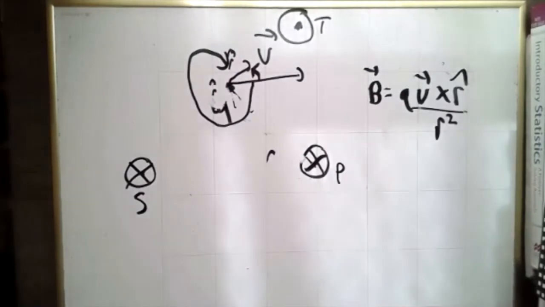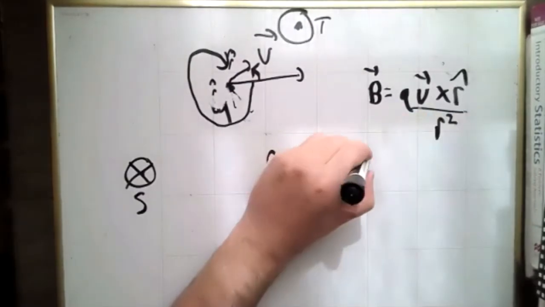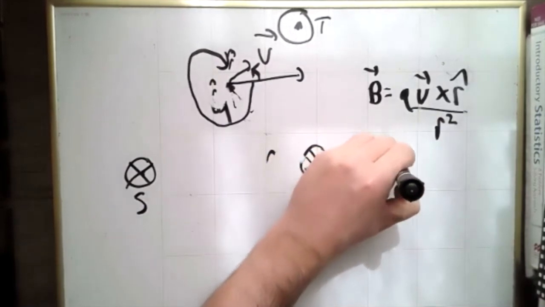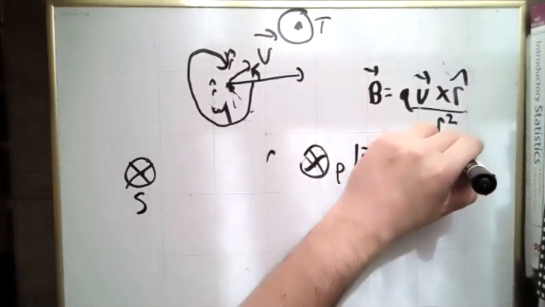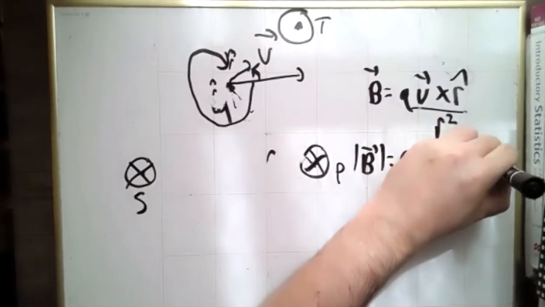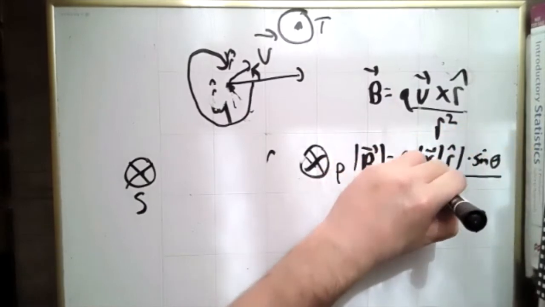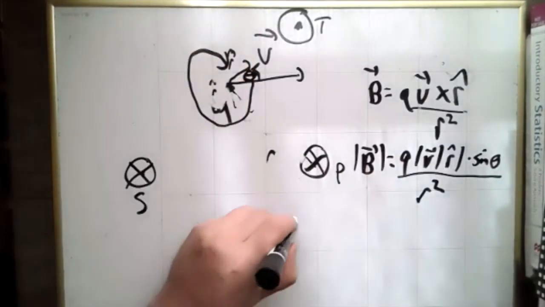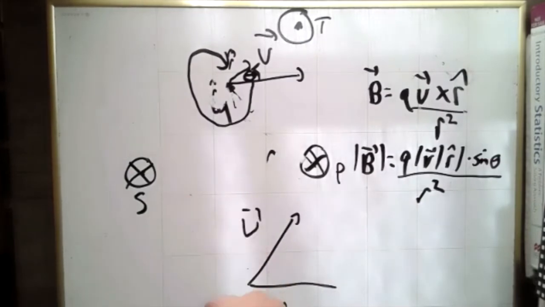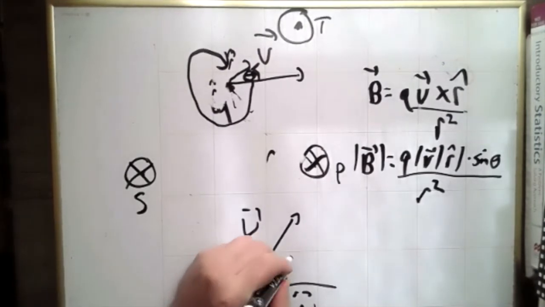And of course, we know how to find the magnitude of a cross product. The magnitude of B would be Q, magnitude of V, magnitude of r hat, that's just 1, times sine of the angle between them over r squared. So when we say the angle between two vectors, we always mean the smaller angle. If I've got two vectors here, say V and W, I could, if I wanted to, call this the angle between them or this. Well, whenever we say the angle between two vectors, we mean the one that's less than or equal to 180. So we mean that angle.